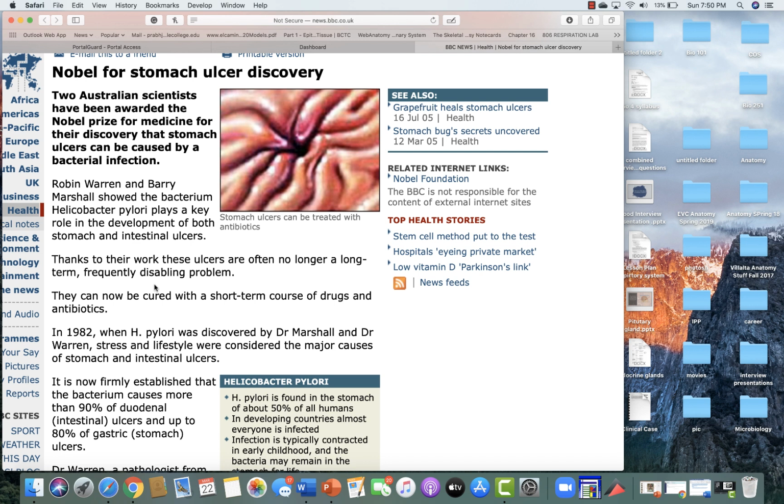Then he took this broth of H. pylori bacteria and he drank it. After a few days, he started developing symptoms. Then he went back to his doctor and asked him to take pictures, and this time he had ulcers. So he proved that these ulcers are caused by H. pylori.